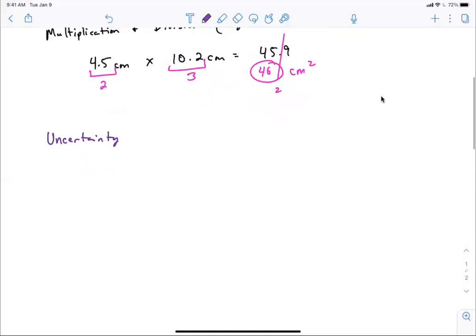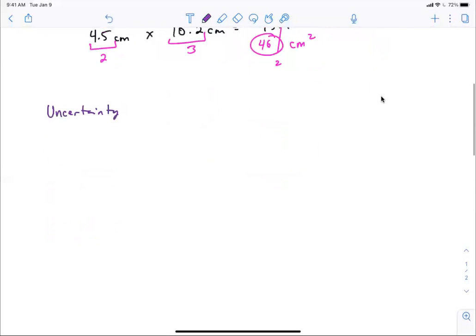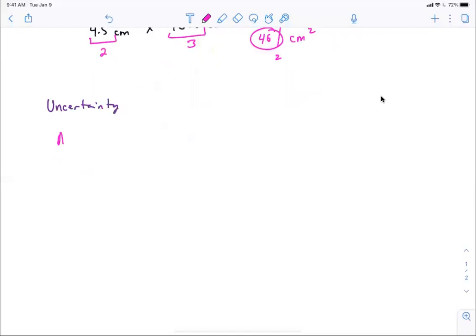With uncertainty, you also have a separation between addition, subtraction, and multiplication and division. With addition and subtraction, you go by the sum of the absolute uncertainties.